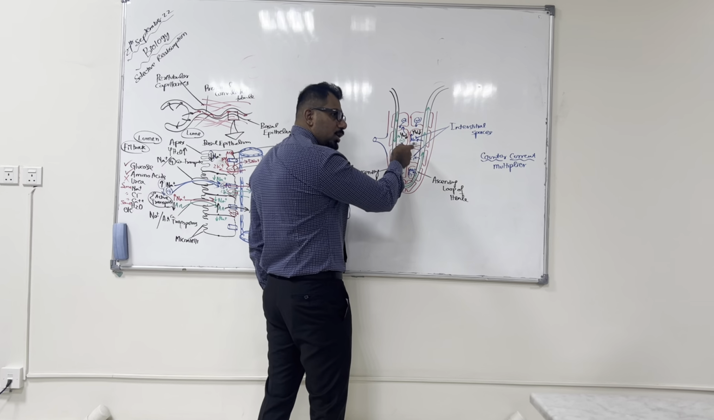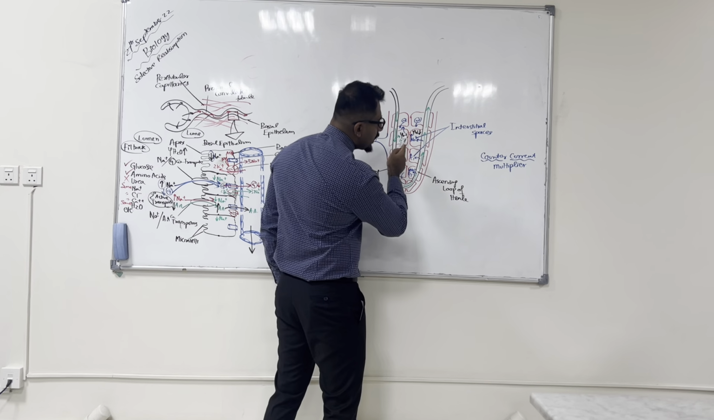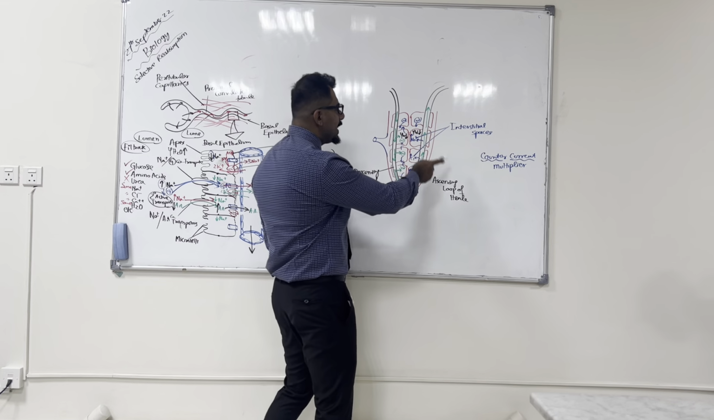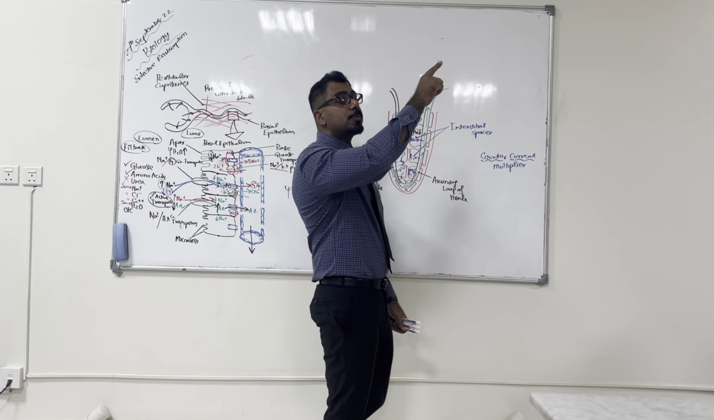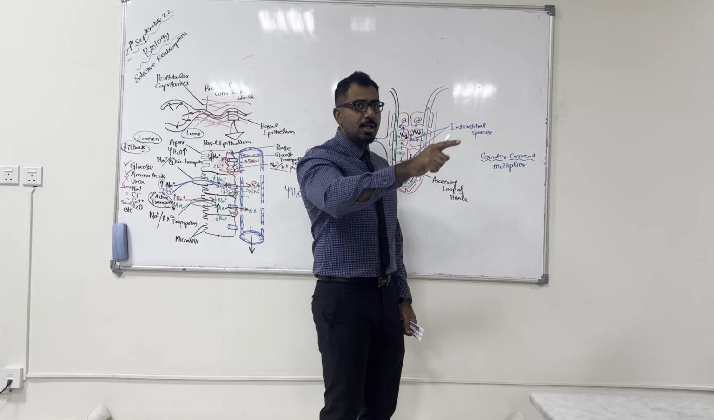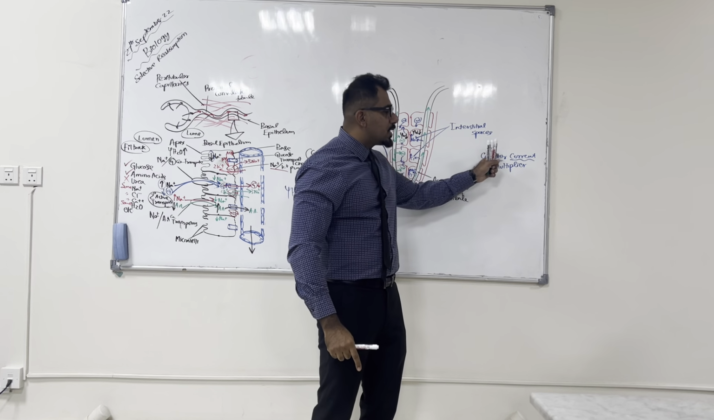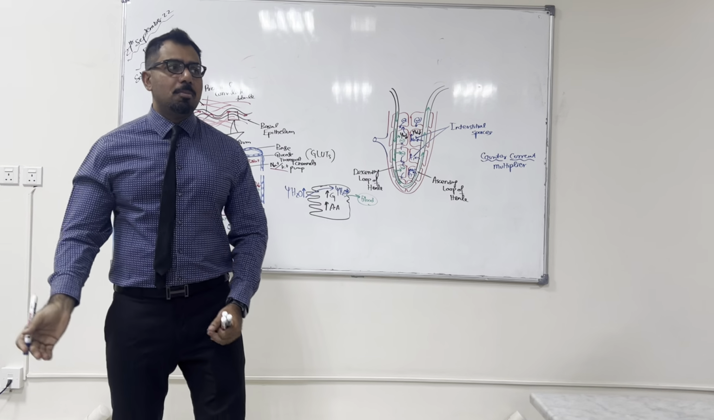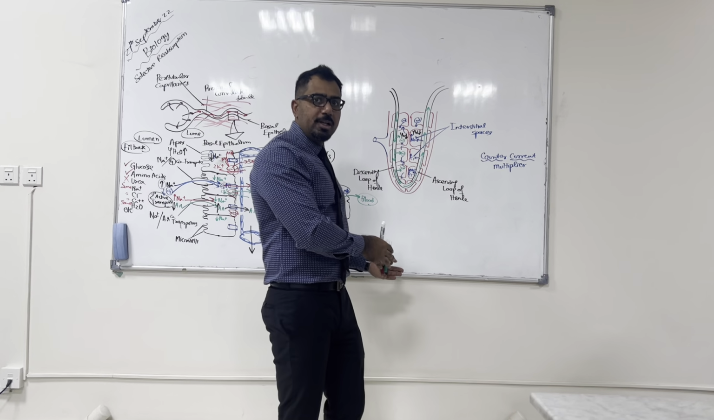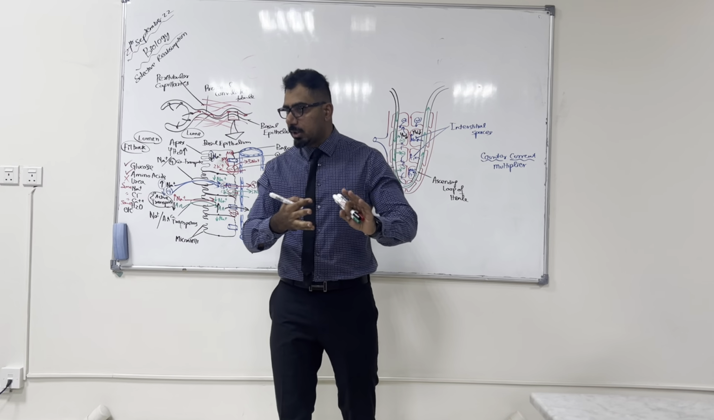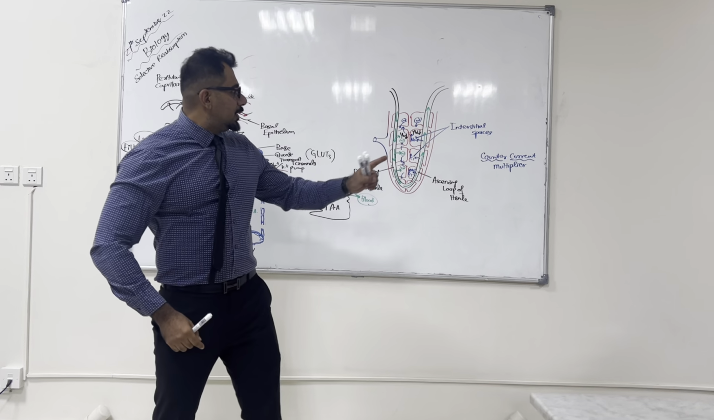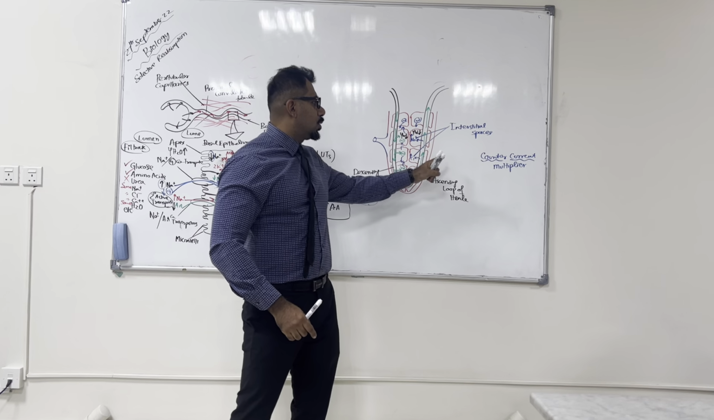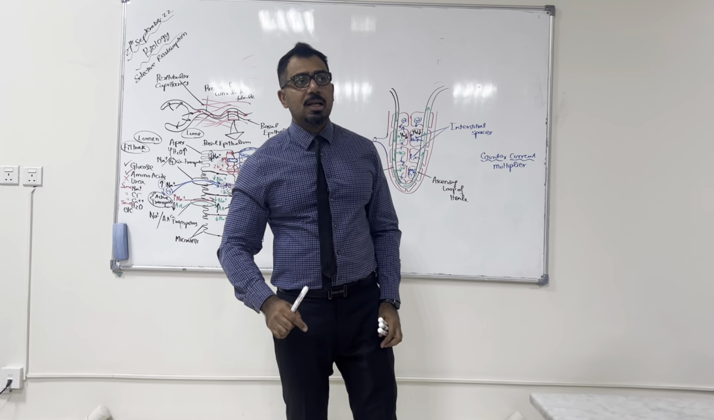And multiplier means what? If more salts are absorbed, there will be more reabsorption of water. An increase in reabsorption of salts will increase the reabsorption of water. So that's why it is called counter current multiplier. It is just like directly proportional. More reabsorption of salts leads to more reabsorption of water, meaning this effect will multiply the effect of this.